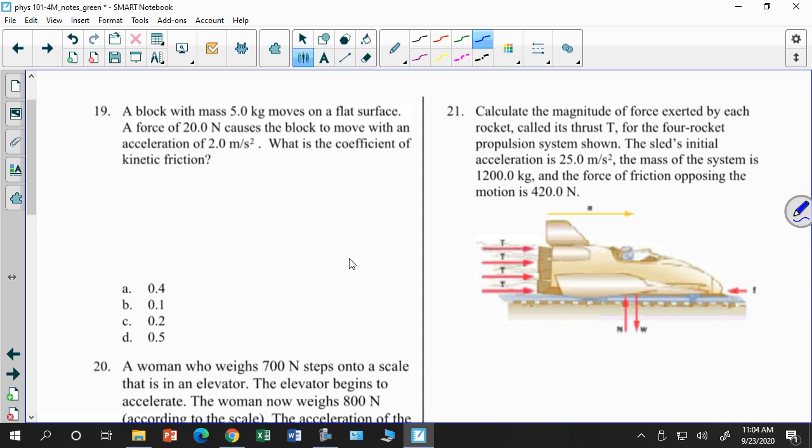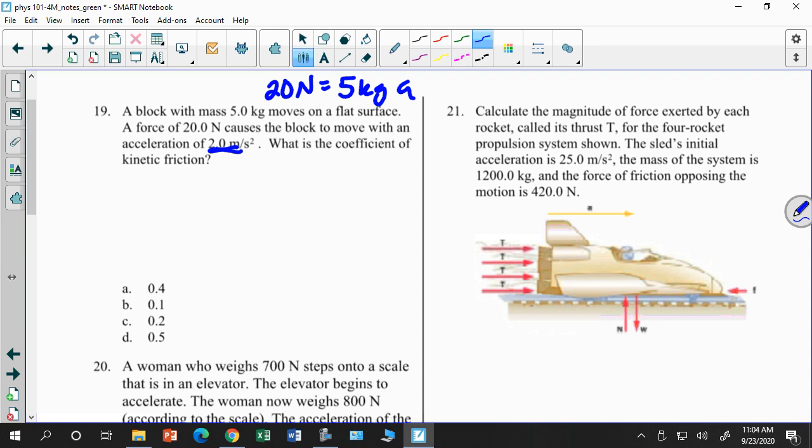Look, if this force of 20 newtons was to act on a 5 kilogram object, it would produce an acceleration of 4 meters per second squared. But I'm only getting 2 meters per second squared. That means I must have some other force. And that force in this case is friction.